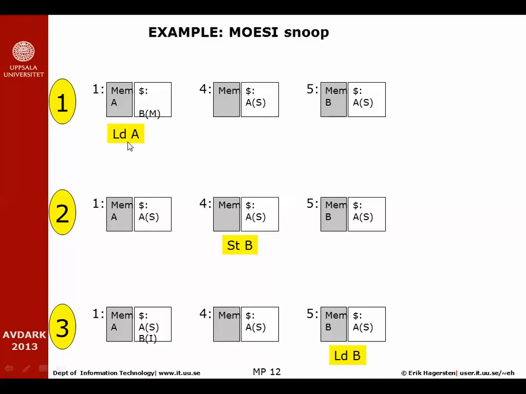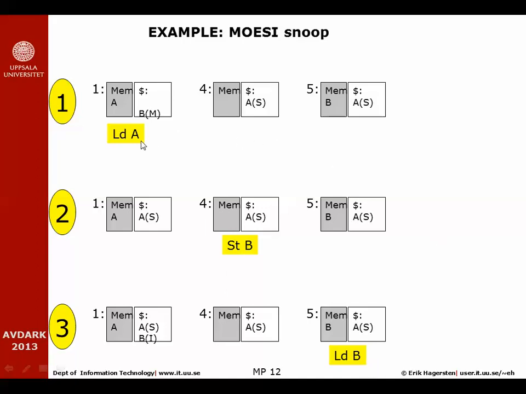Transaction 1 is a load performed by CPU 1. The next transaction is a store performed by CPU 4. And the third is a load once more to the same address performed by CPU 5.